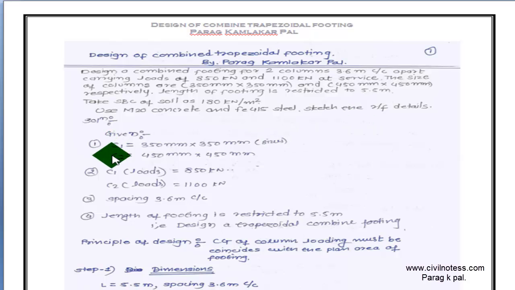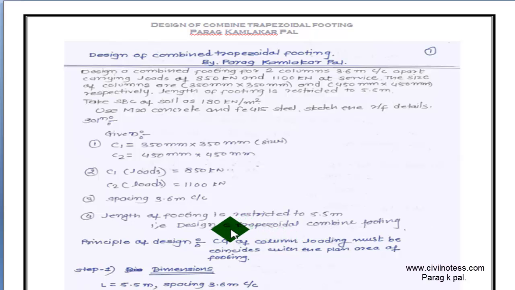First of all, C1 and C2 are the sizes of the columns. C1 carries an 850 kilonewton load and C2 carries a 1100 kilonewton load. Spacing between the columns is 3.6 meters center to center. The length of footing is restricted, that means the total length of the footing is to be 5.5 meter. So we design a trapezoidal combined footing.